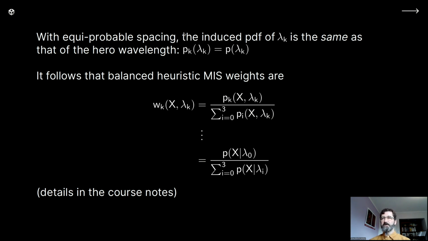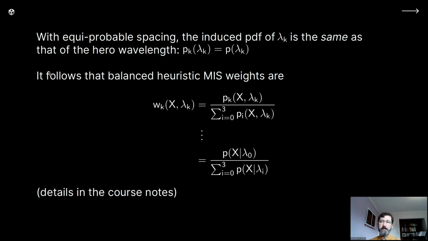So we call this equiprobable spacing, and this choice of a shift function has some interesting consequences. First of all, the induced PDF of the non-Hero wavelengths, and by this I mean not the shifted ones, is exactly the same as that of the Hero wavelength. So these two functions, P, which is P0, and Pk are equal as functions. And that is in contrast with uniform shifting, for which the PDF of the shifted wavelengths would be the shifted PDF of the Hero wavelength.